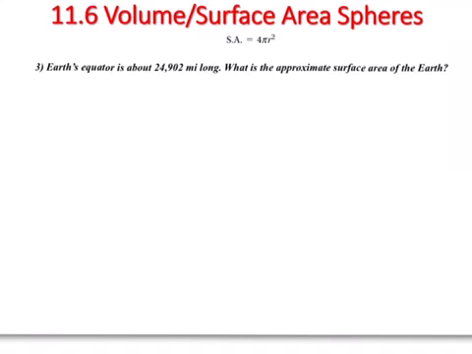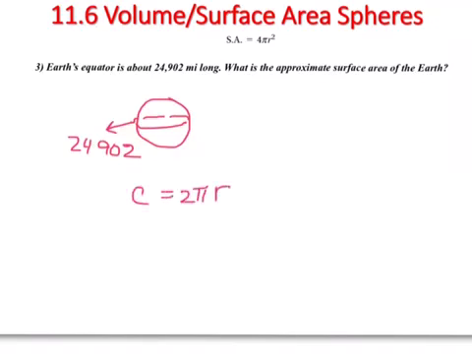In this problem, Earth's equator is about 24,902 miles long. What's the approximate surface area of the Earth? So if we draw a picture of this, we have a sphere, then the equator is that whole distance around the ball, 24,902. So that's really like a circumference. And just like a circle, circumference equals 2 pi r. So the circumference here is 24,902, so plugging that in, that's equal to 2 pi r.